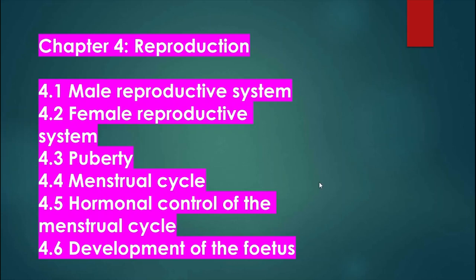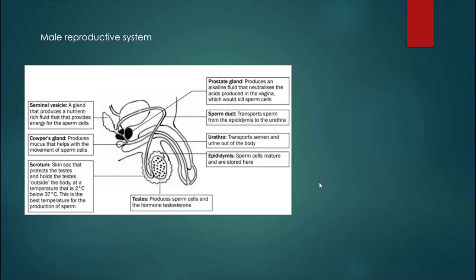Male reproductive system: we have the seminal vesicle here, which is a gland that produces a nutrient-rich fluid that provides energy for the sperm cells. We have the Cowper's gland, which produces mucus that helps with the movement of the sperm cells. We have the scrotum, which is a skin sac that protects the testes and holds the testes outside the body at a temperature that is 2 degrees Celsius below 37 degrees Celsius. This is the best temperature for the production of the sperm.